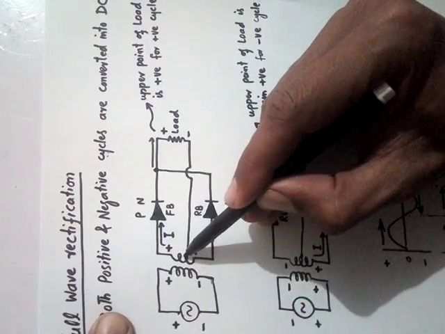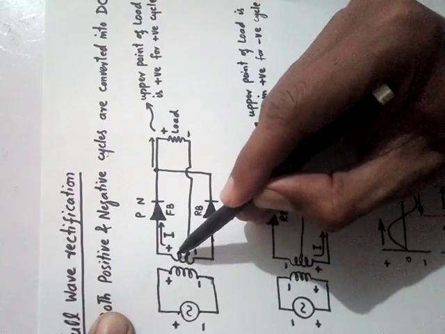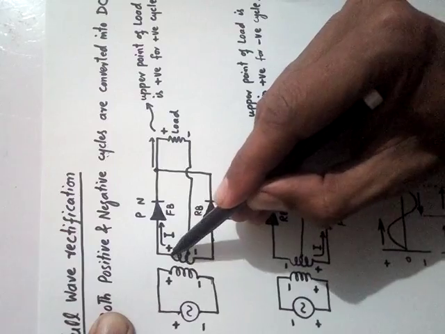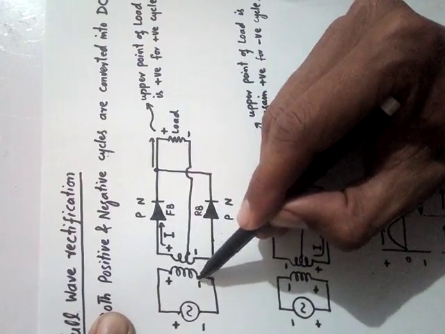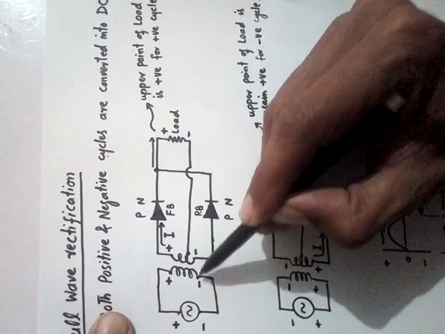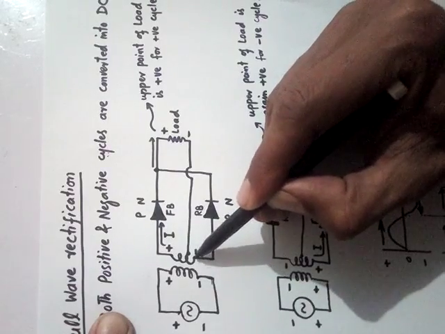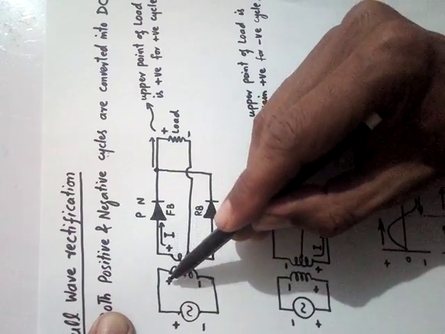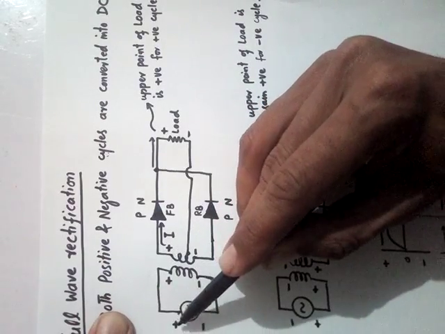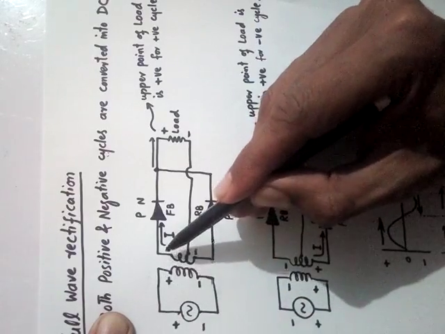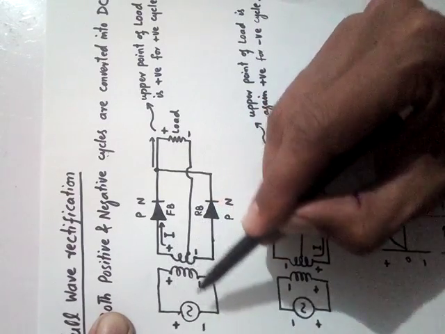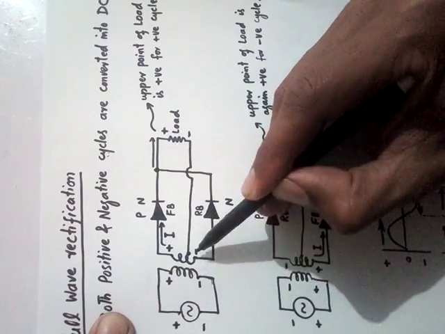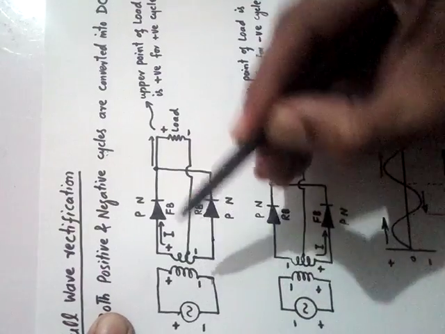In the secondary coil, according to Lenz's law, the same poles will appear. Here it was positive, so this side of the secondary coil will be positive, and this side of the primary is negative, so this side of the secondary will also be negative. They will have the same polarity. If this is positive, then this portion and this portion, all three, will have the same polarity. Similarly, if this side of AC is negative, the primary and secondary will have the same polarity.